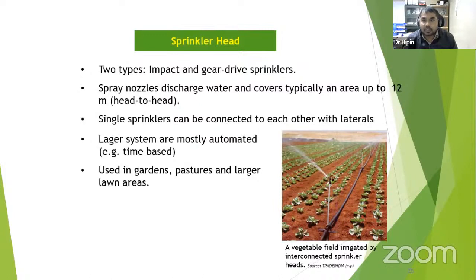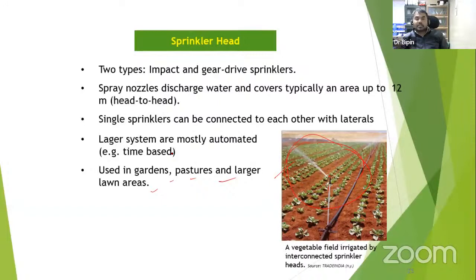And there will be the head size. It may vary. If it is a small-height crop, you can reduce the head, and if it is a tall crop, you can increase the head. And this will have some diameter, under which it can irrigate. Accordingly you can decide how many lines you need to spread in your field. It is especially used in gardens, pasture, and large areas.